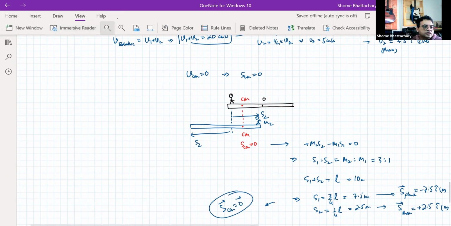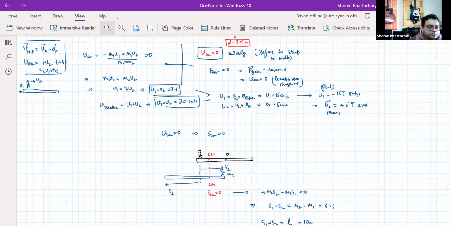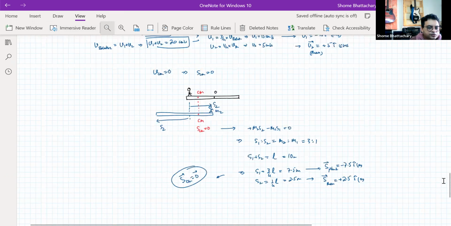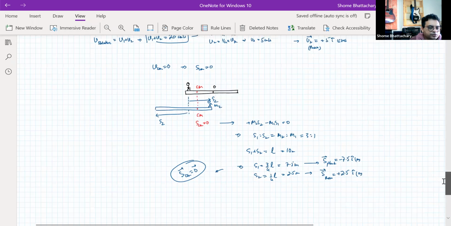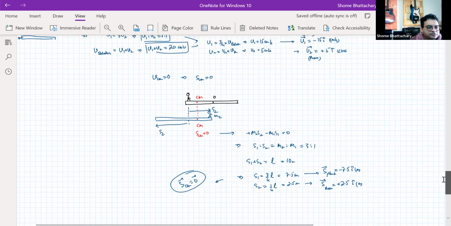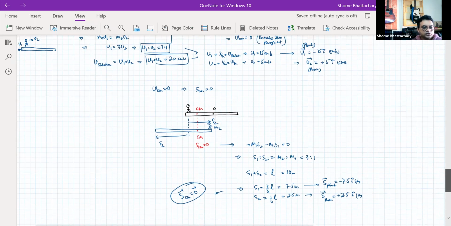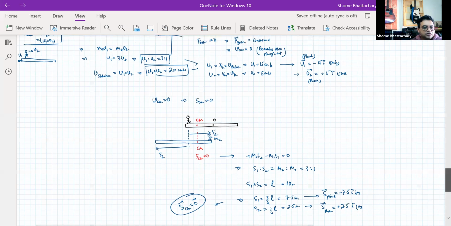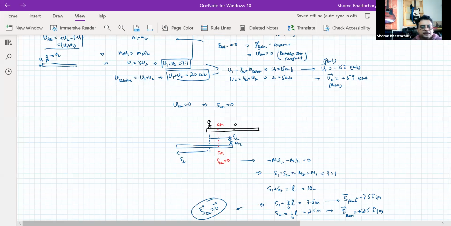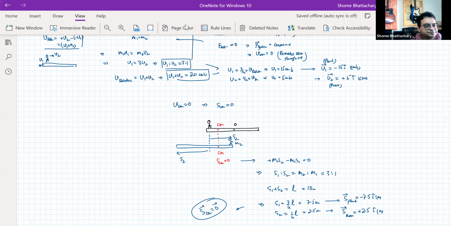Okay, so this is like the typical application of conservation of linear momentum, conservation of position of center of mass in this case, because linear momentum itself is 0. So we will continue with these type of examples and get into collisions, which is the most important application of conservation of linear momentum in the following sessions coming up next week. So hope you have understood this, people.